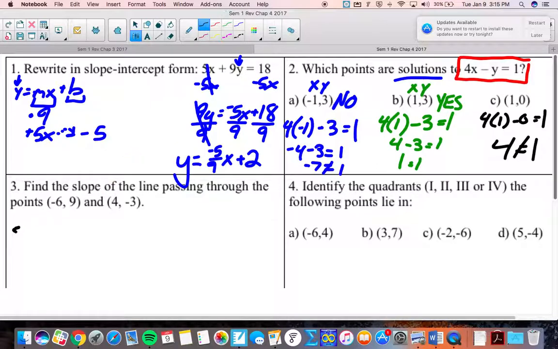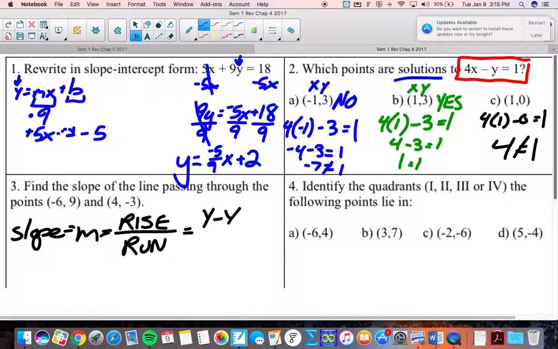Slope is represented by the letter M, which is, if I know the coordinate pairs, let's skip that. If I have a picture, slope is rise divided by run. If I have coordinates or coordinate pairs, I subtract the y's. But on the bottom, I subtract the x's in the same order that I subtracted the y's on top. So you could put like, hey, I'm going to take the second y minus the first y. I'm going to take the second x minus the first x.